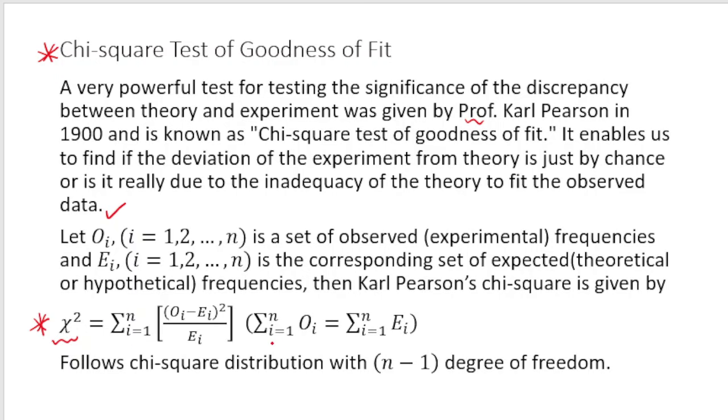Here one thing that you need to note is that the sum of all the observed frequencies will always be equal to the sum of all the expected frequencies. And here it follows the chi-square distribution with n minus 1 degrees of freedom. Why n minus 1 degrees of freedom? Because the number of observed frequencies is n and the number of expected frequencies is also n, meaning the total number of n data sets will be available to us.